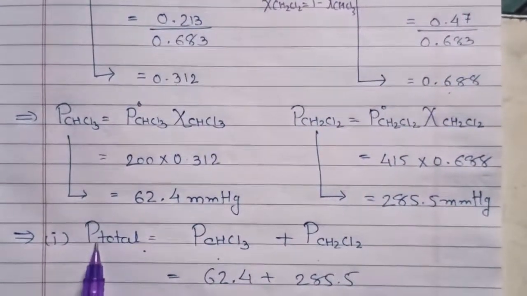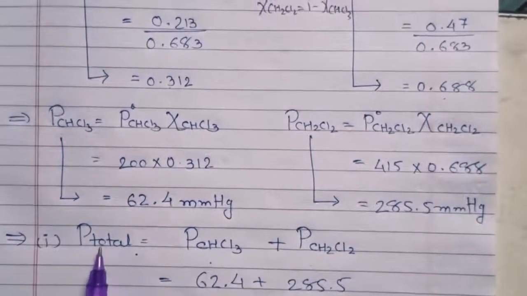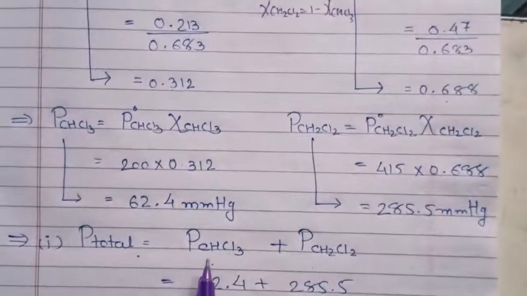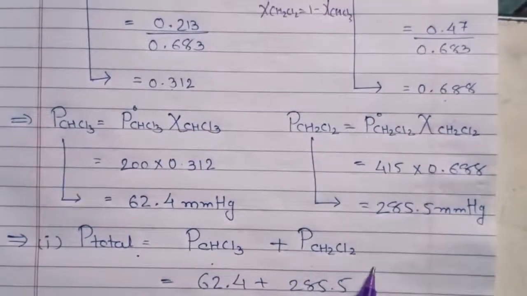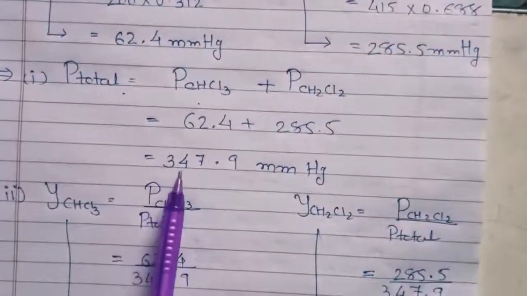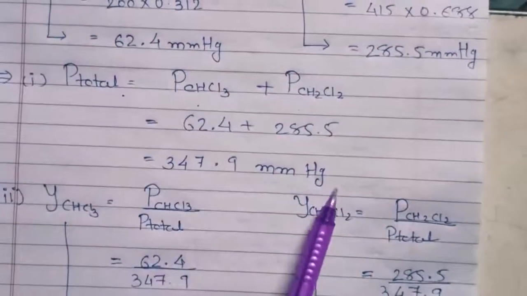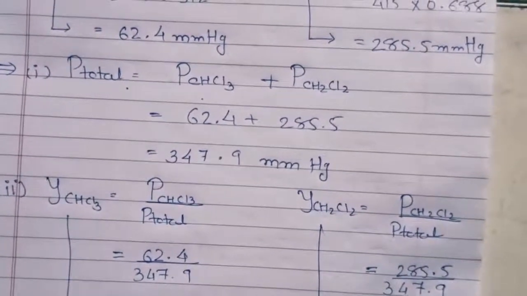Now the first question, in which we have to find out the vapor pressure. So vapor pressure equals P total, which is equal to pressure from chloroform plus pressure from CH2Cl2. Replace the values and you will get P total is equal to 347.9 mmHg. Right? In the second question, we have to find out the mole fraction in the vapor phase.